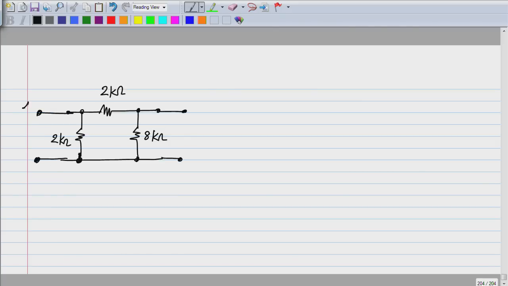So this is my circuit, this is port 1 and this is port 2. Please find the Y parameters of this, and then you can give me the answer by typing it into the chat window. First of all, please find the value of Y11.